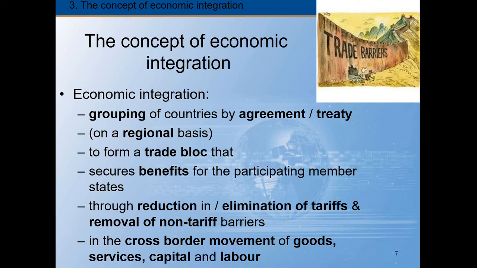So what is economic integration about? Economic integration is a grouping of countries by an agreement or treaty. So the leaders of the countries come together and make an agreement about what conditions there will be on the movement of goods and services between these countries. It generally takes place on a regional basis.